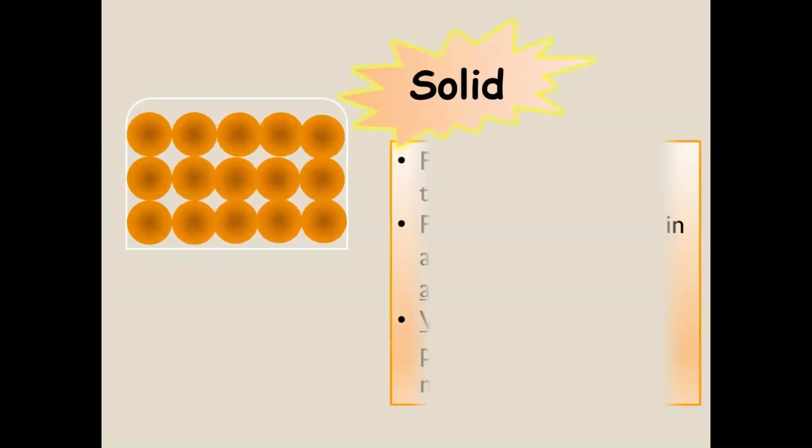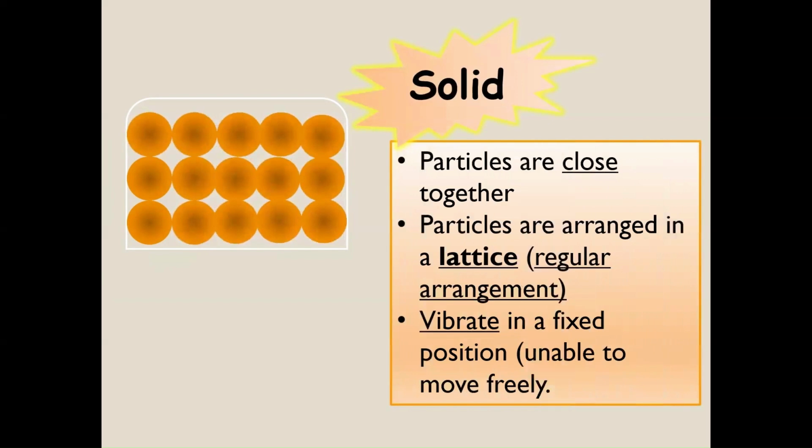For example, the solid. These are particles of solid. The behavior of solid particles, as you can see, they vibrate in a fixed position and they are arranged in a fixed shape, forming something called a lattice. Okay, and they have very, very small intermolecular spaces.